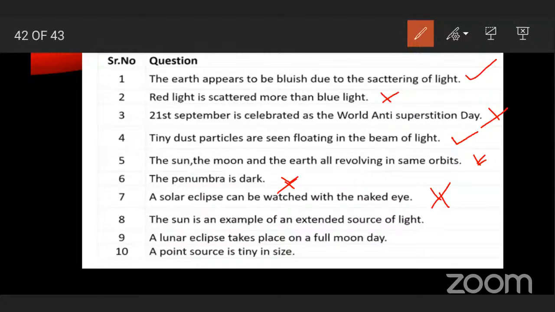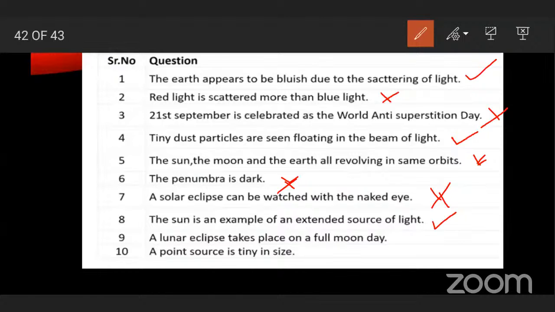The sun is an example of an extended source of light. True. True sentence. Very good. Because the sun is a big source of light, so it is a good example of an extended source of light. Very good. Now ninth question.